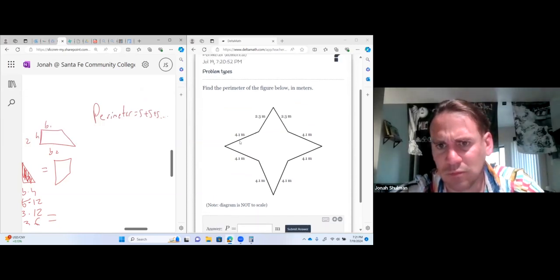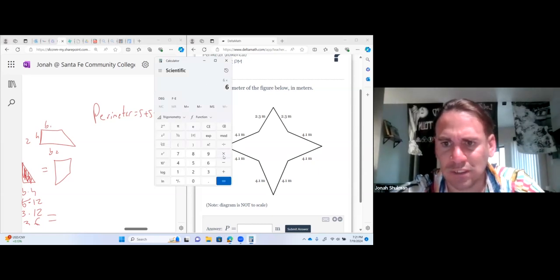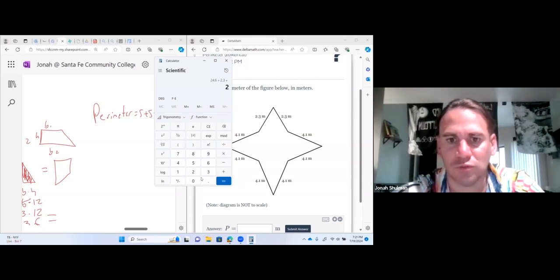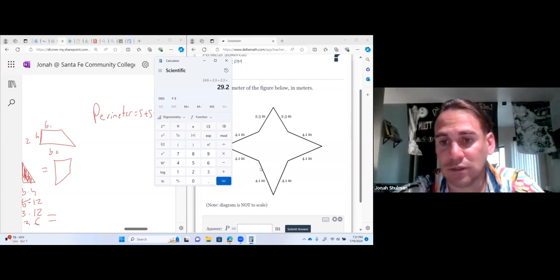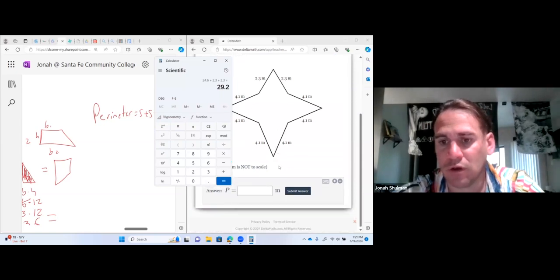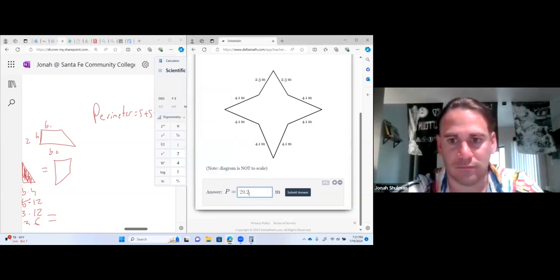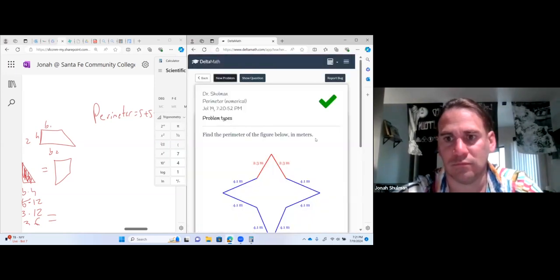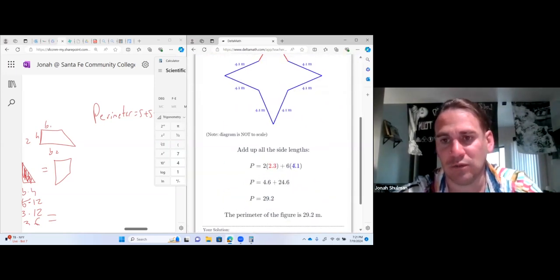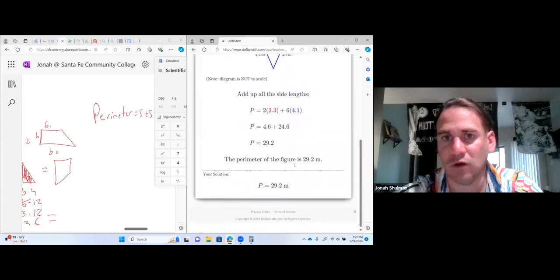But since these are all the same, 1, 2, 3, 4, 5, 6, 6 of them are the same. So I could just do 6 times 4.1. Then I can add 2.3 plus 2.3. Notice that the units here, since we're going around the shape, are just meters. If it's the inside, the area, the whole space, it's square units. That's why it's just meters here. Ta-da! Ooh, they did it that way too, instead of just adding them all.